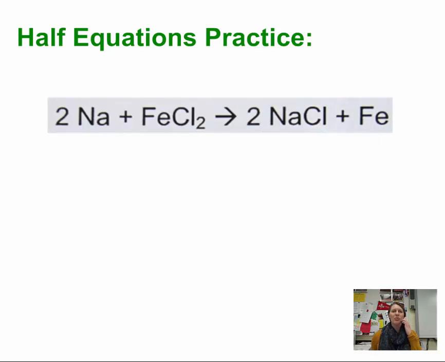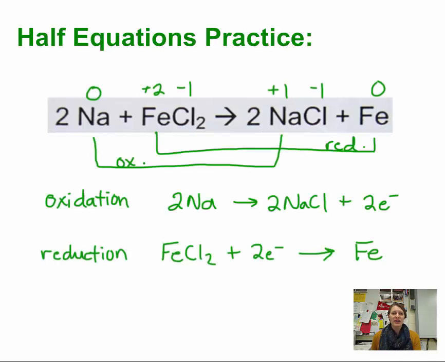Why don't you go ahead and go back to this equation that you did just before to figure out what was oxidized and what was reduced, and go ahead and make that into half equations and half reactions. See if you can write them out showing how the electrons are gained or lost. As you check back on your answer here, see if you had the same half reactions as what I had listed.